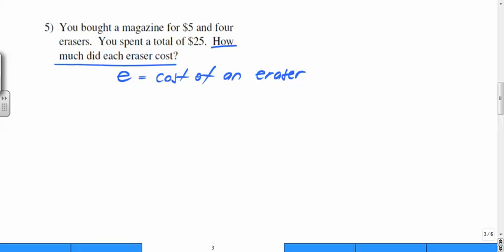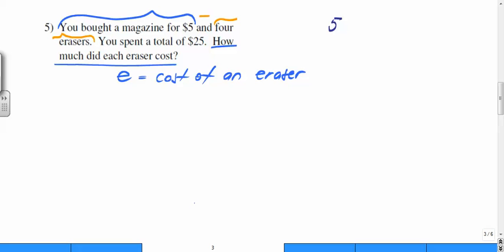Okay. So you bought a magazine for $5 and 4 erasers. You bought a magazine for $5. Okay, so that's your first cost, right? The first amount spent, $5. That's a constant, we know it was $5. And 4 erasers, 4 erasers, right?